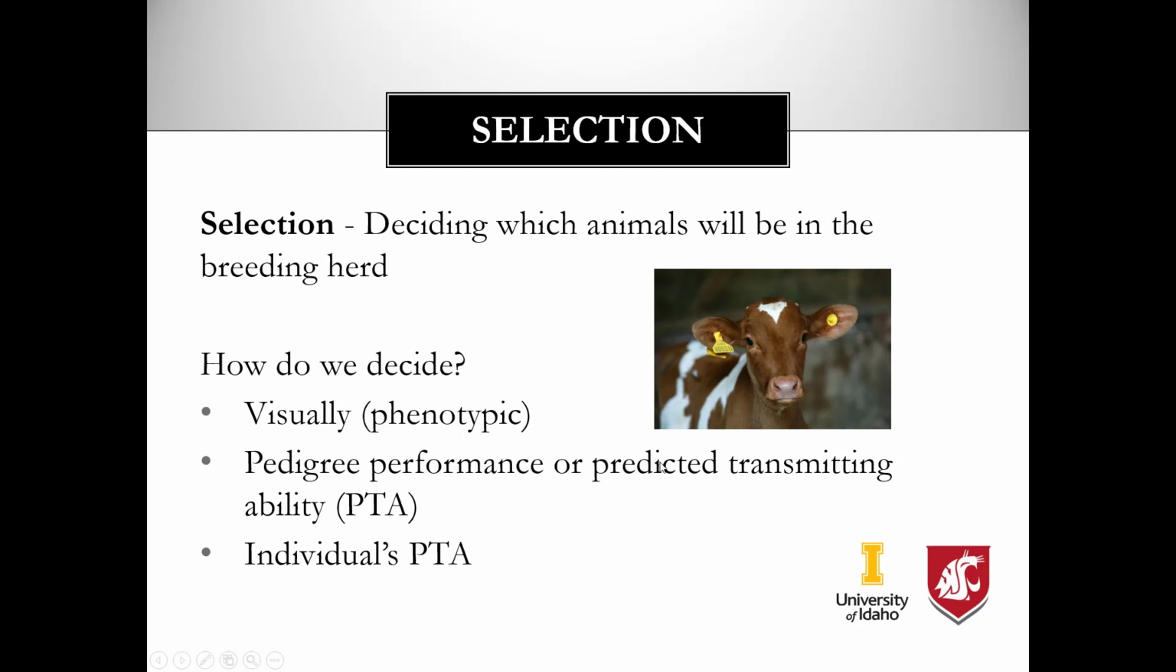Or we might use predicted transmitting abilities, or PTAs, and we'll talk a little bit more about that in just a moment. And so we can either use our relatives' PTAs or the individual's own PTA to make these decisions. Or sometimes we'll use a combination of those things.